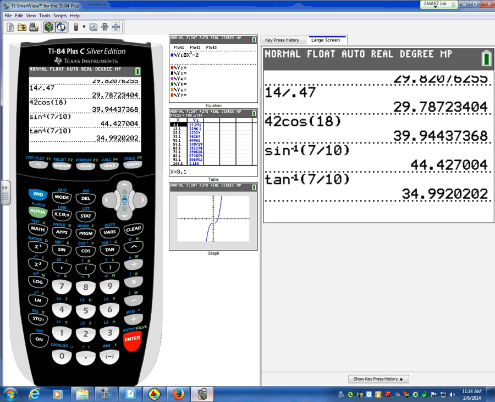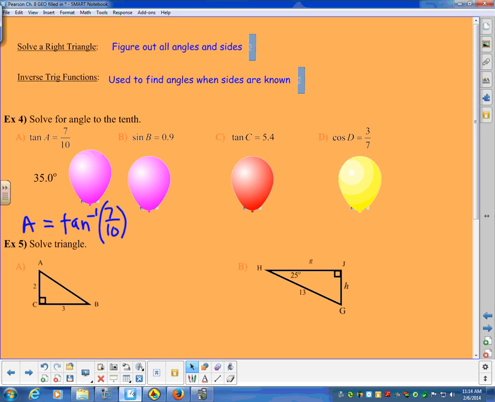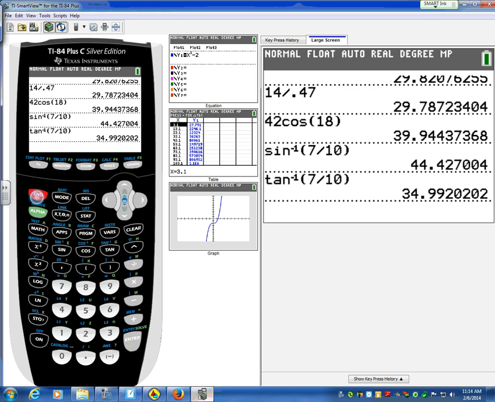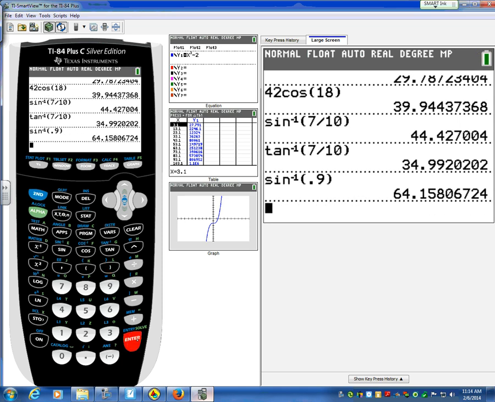Think you guys could do the next two on your calculators for me? Can you find angle B? What are you going to have to type into your calculator? We can do one more together here. Second sine, and then I'm going to put in 0.9. It's not a fraction, it's like they already changed it to a decimal for you. So you should get about 64 degrees.